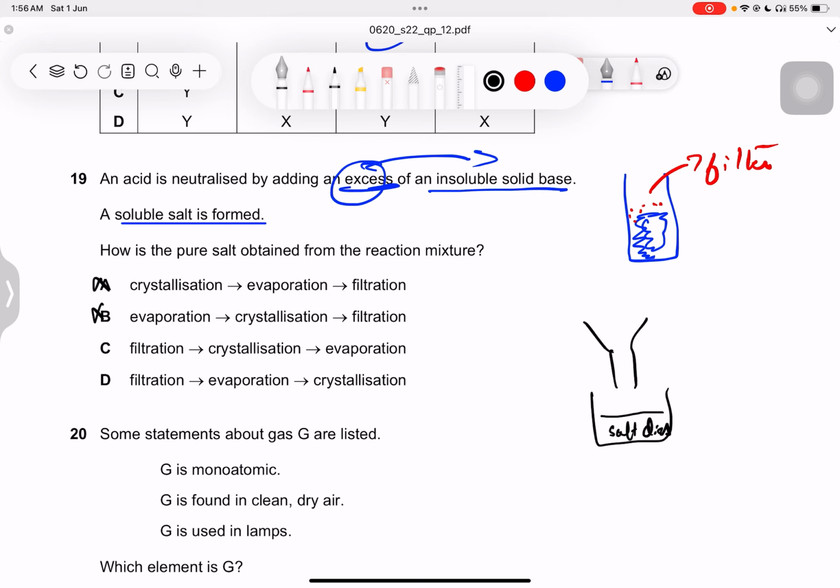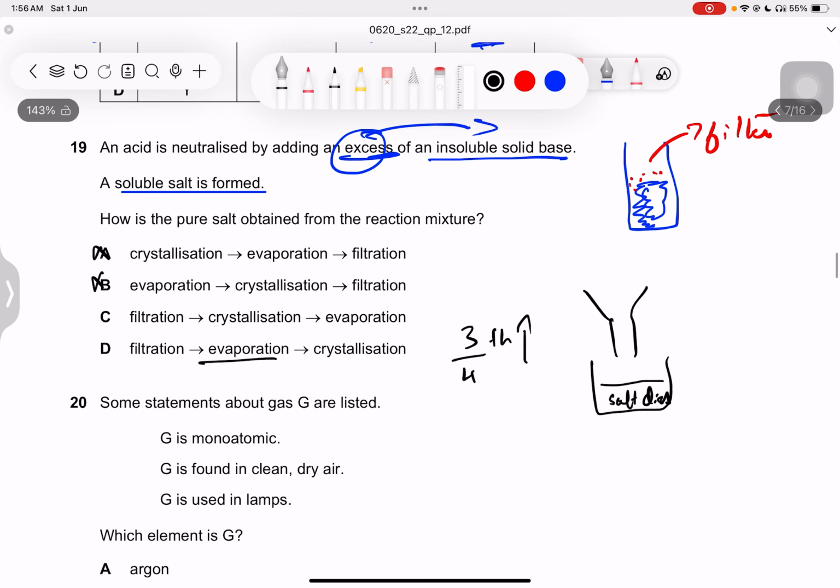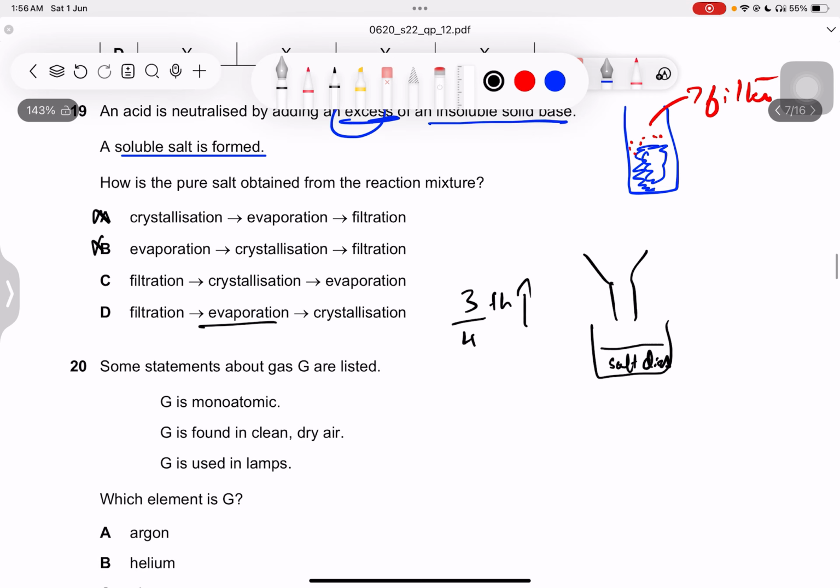So what happens first is that we first evaporate the mixture up to the 3/4. When the 3/4 of the mixture has evaporated, and then what happens is we crystallize, we get the crystals, we leave it for some time to get the crystals and filter the crystals.